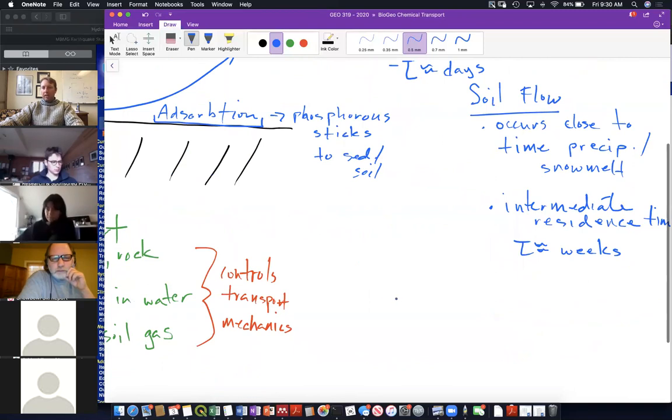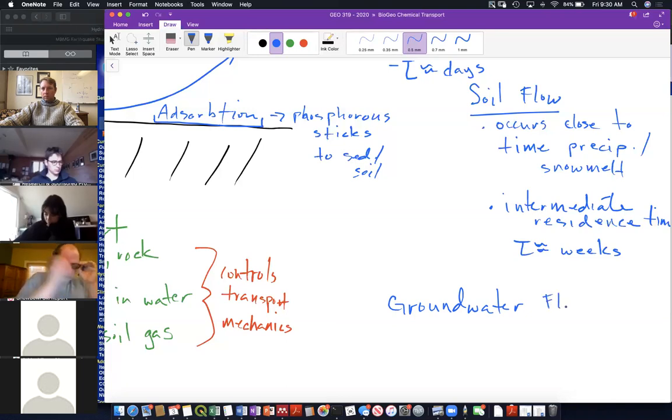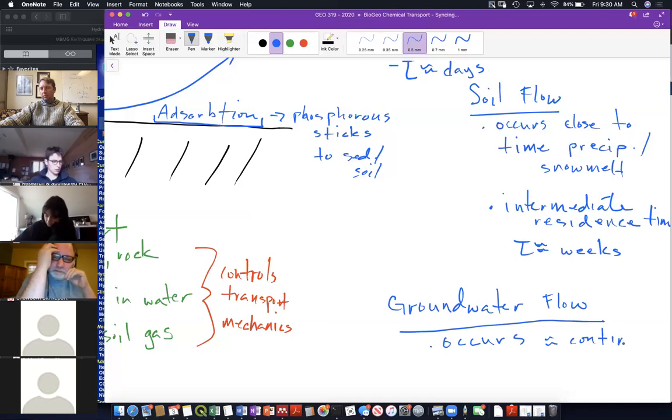All right, so then the next one is groundwater flow. And this occurs pretty much continuously. It has potentially quite long residence times.